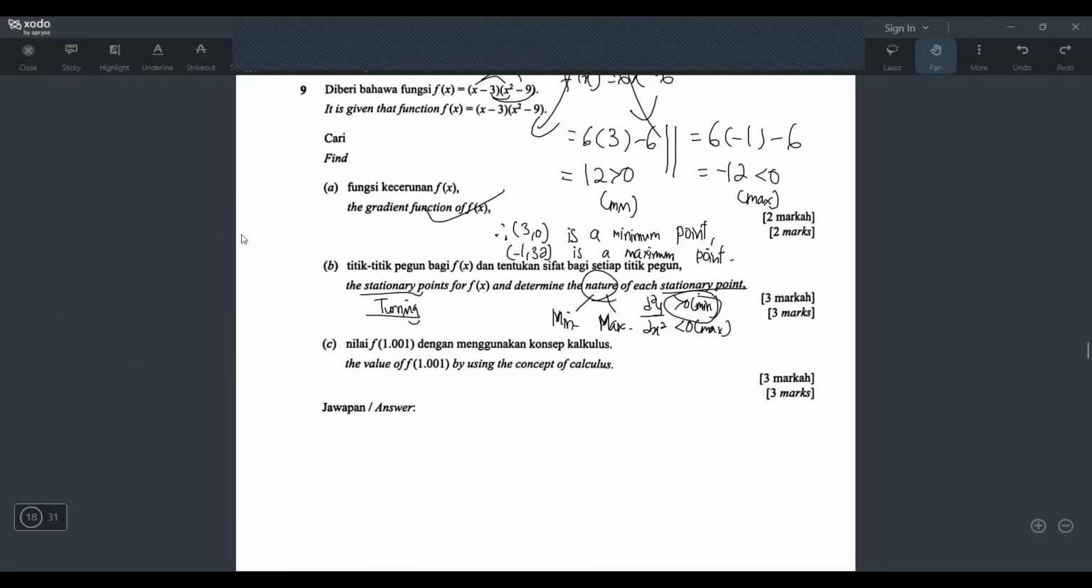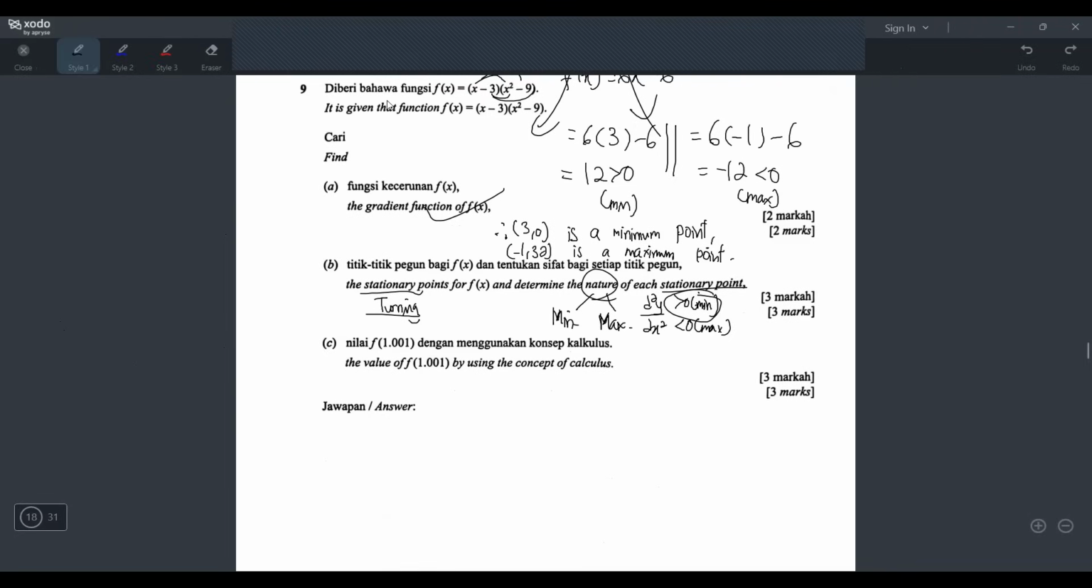Okay, let's continue with C. C says find the value of f bracket 1.001 by using the concept of calculus. Okay, very simple. If they want you to find f bracket 1.001, what you are basically doing is finding the new value of y. I repeat, find the value of this one means you are finding the new value of y.